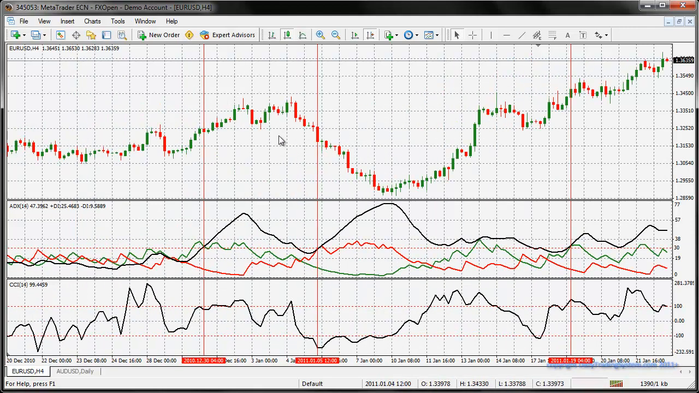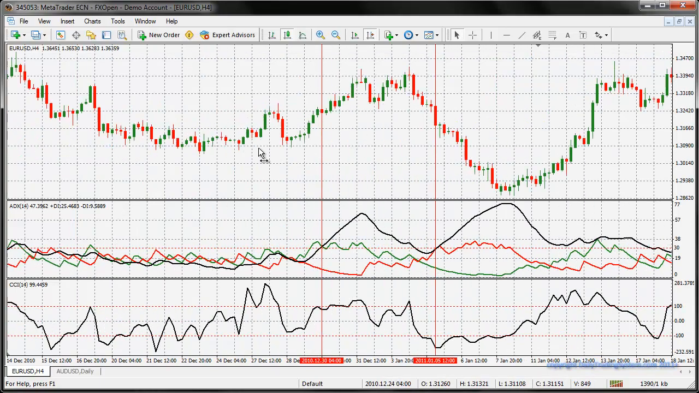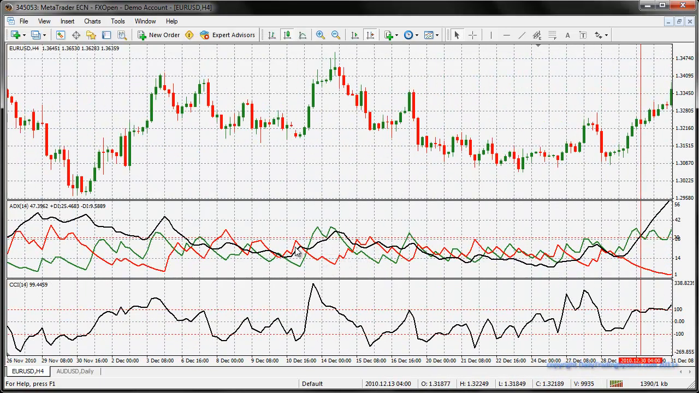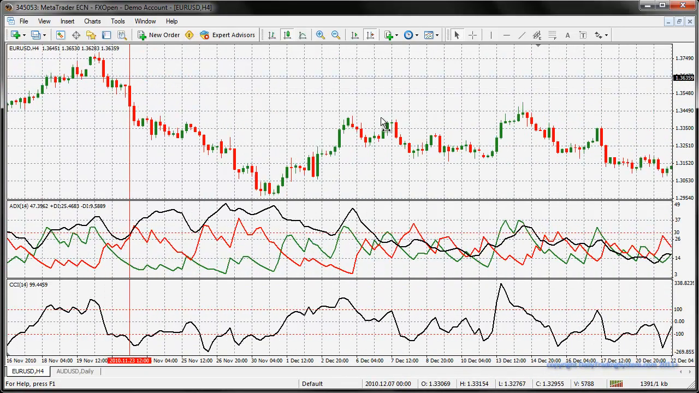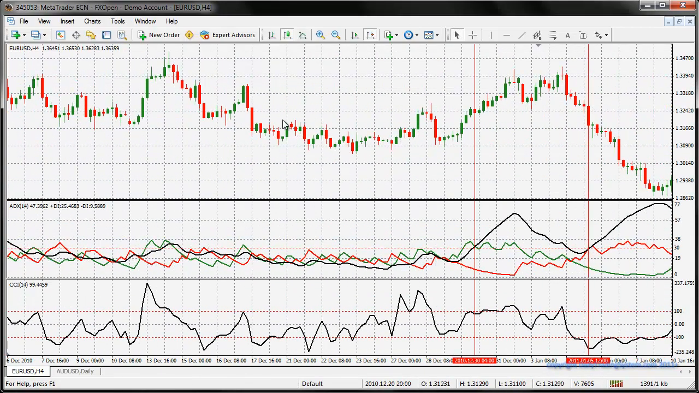So video 59, strategy 19, ADX, CCI indicator, and what I've done is that I've actually put some vertical line tools on there for you, just to give you an idea of where I'm placing these lines and why I'm not placing them on every single line. You can come back here and you should be able to see the reasons why.